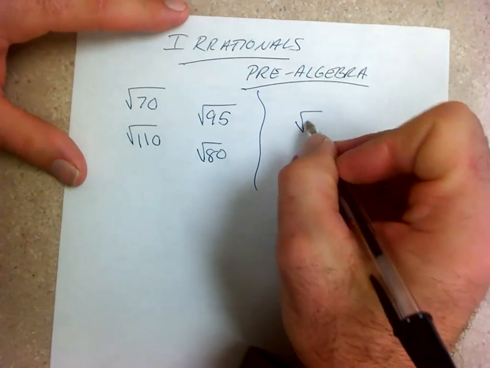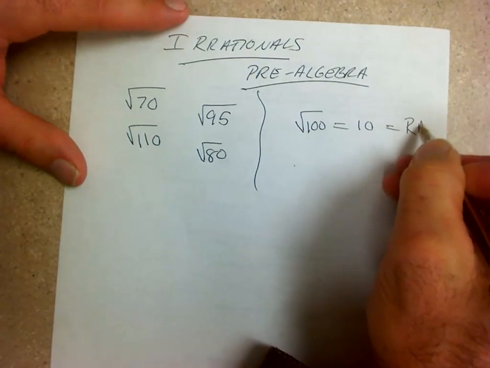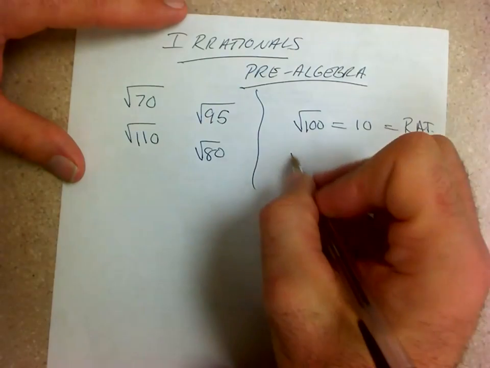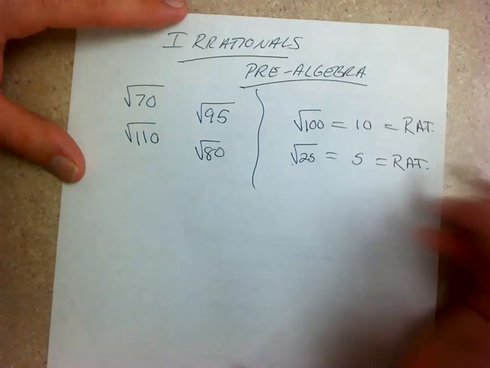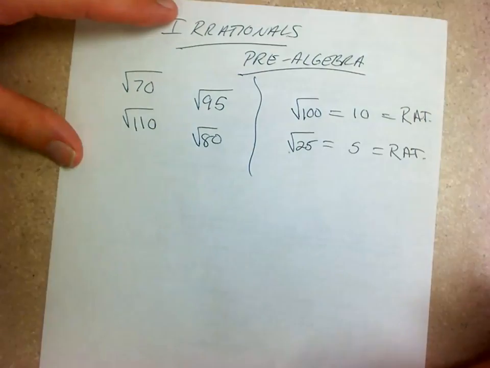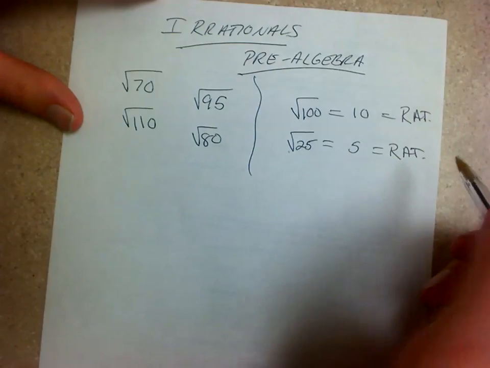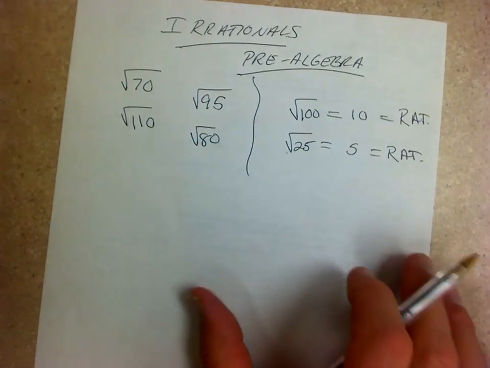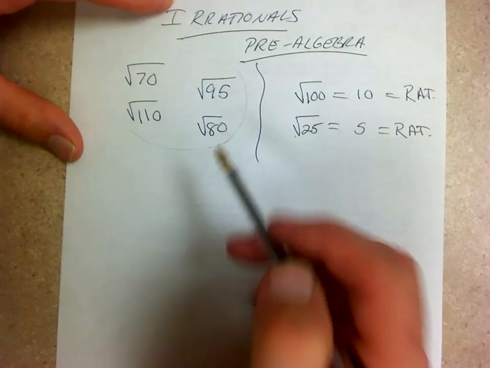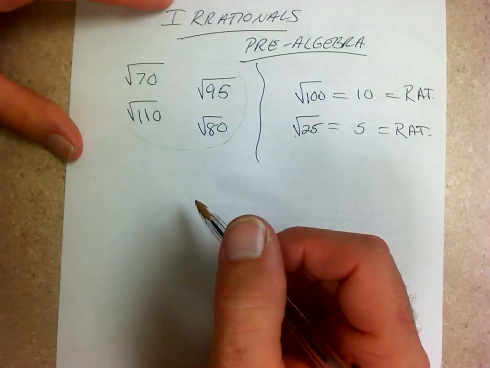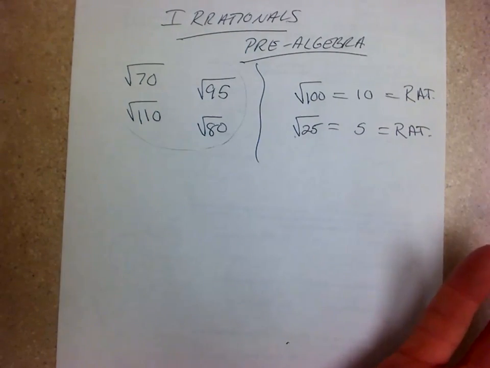Square root of 100 equals 10. That is a rational number. Square root of 25 equals 5. That would be a rational number because those square roots work out for us. These are perfect squares. These do not. So what we're practicing today is what we can do with these irrational square roots instead of just leaving them alone. Obviously, we don't do that.